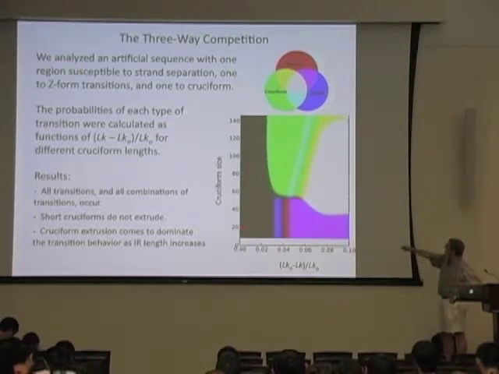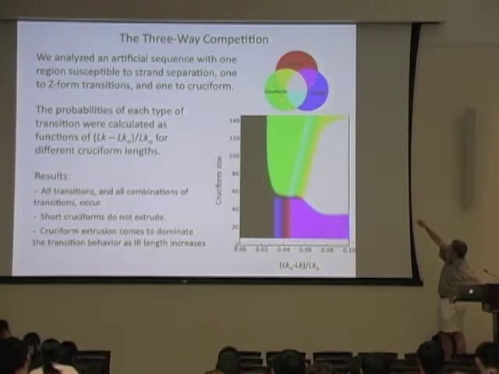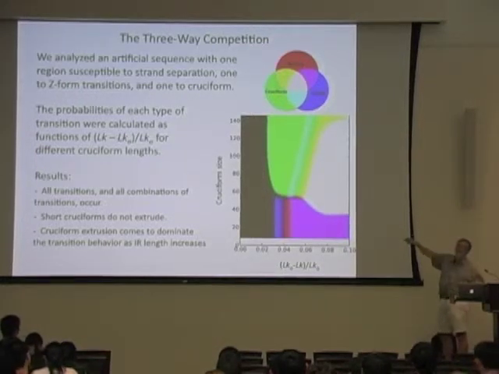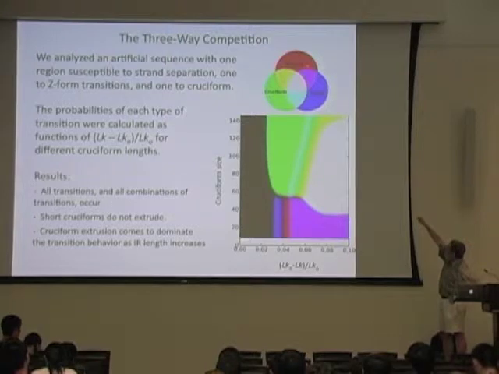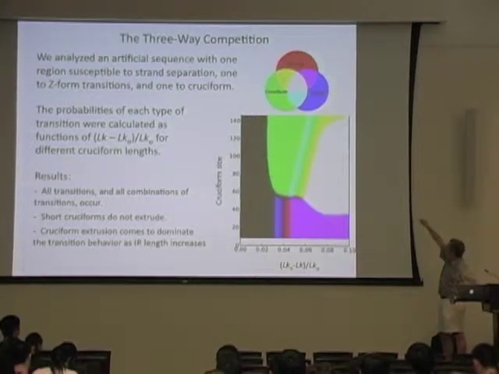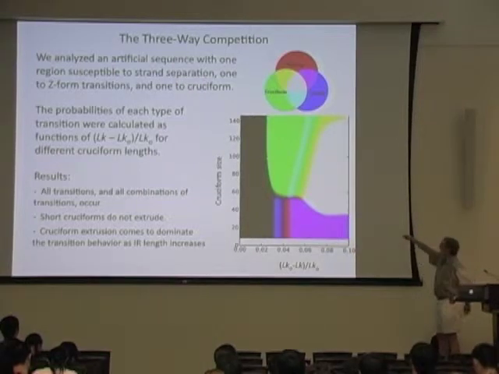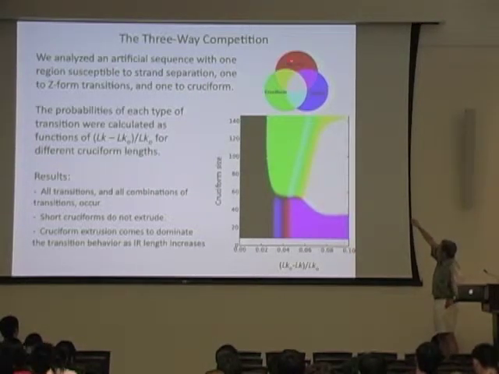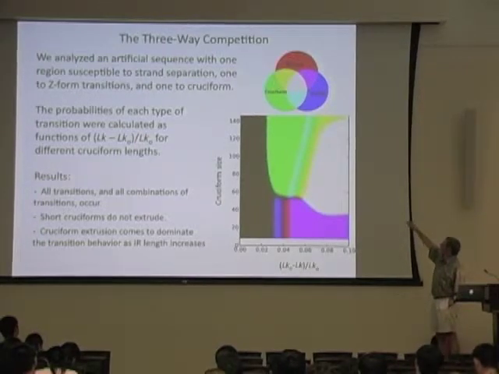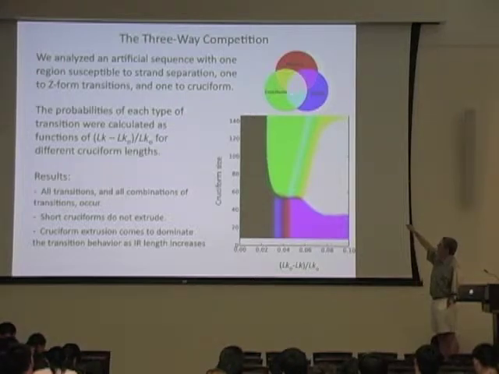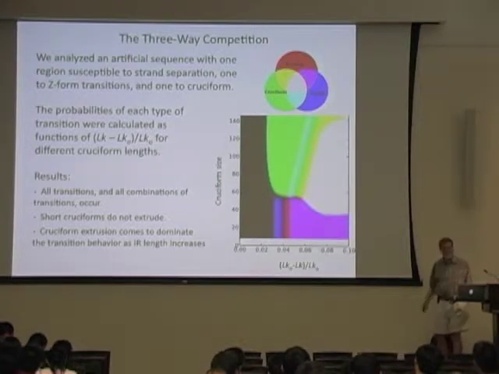So first of all, I should explain this. Cruciform transitions are green. Melting, which is strand separation, is red. Z-DNA, a little hard to read here, is blue. If you have the Z-DNA and the melting both, then you get this magenta. If you have melting and cruciform both, then you get yellow. If you have Z-DNA and cruciform, then you get this teal green. And if you have all three happening, then you get white.